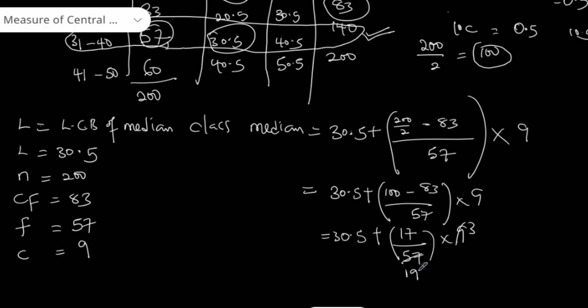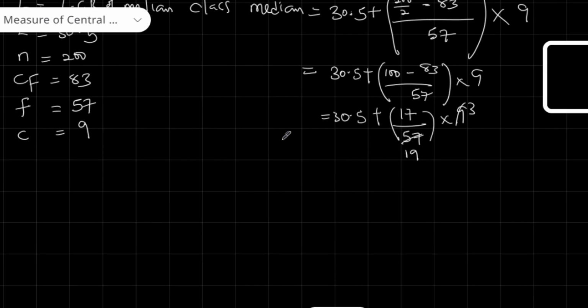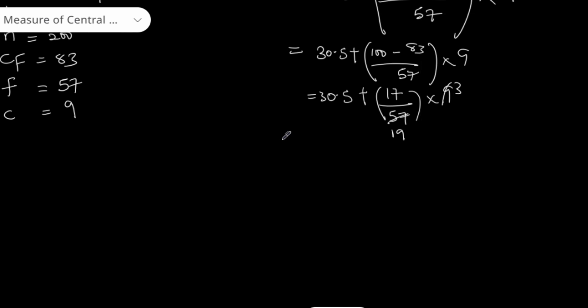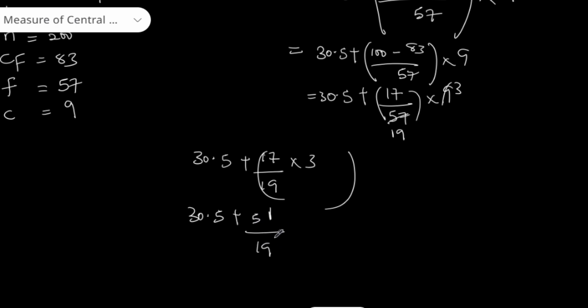3 can cancel out, we have 3. 3 we cancel out, we have 19, right? 3 can't cancel out again. So that will give us 30.5 plus 17 over 19, then times 3. If you do this multiplication, you will get 30.5 plus 17 times 3. 3 times 7 is 21, we have 1, remember 2. 3 times 1 is 3, which is 51 over 19.